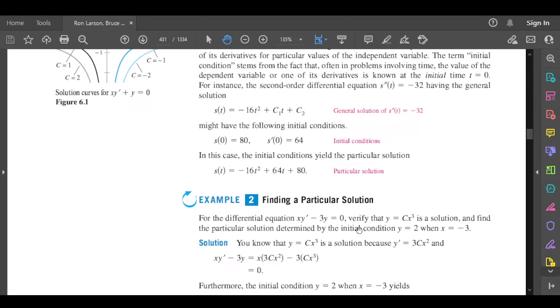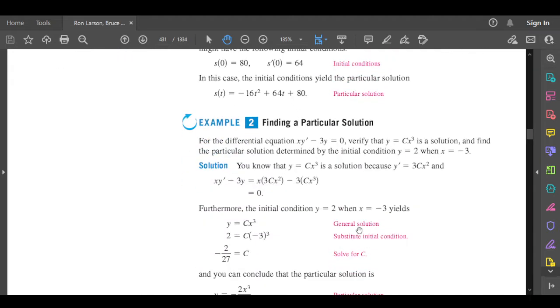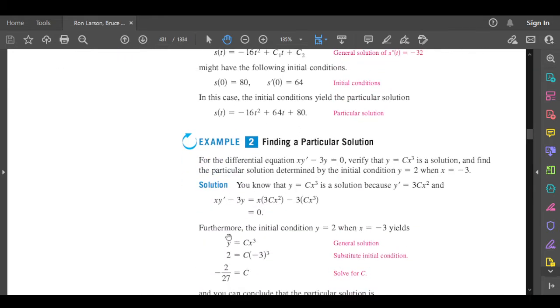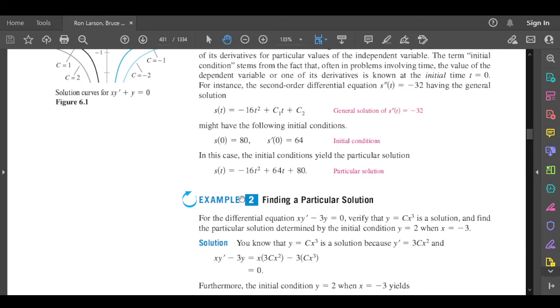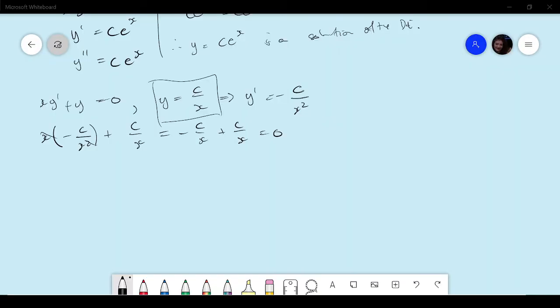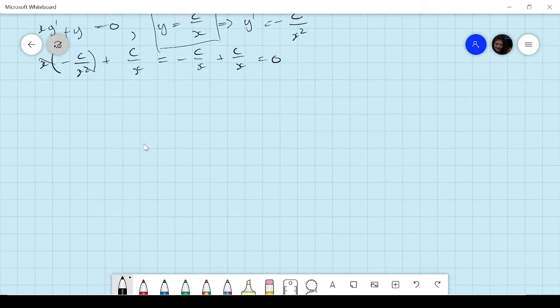Okay, so how do we find a particular solution? Let's have this example. For the differential equation given by this, verify that y equals c x cubed is a solution, and find a particular solution determined by the initial condition. Okay, so let us check.